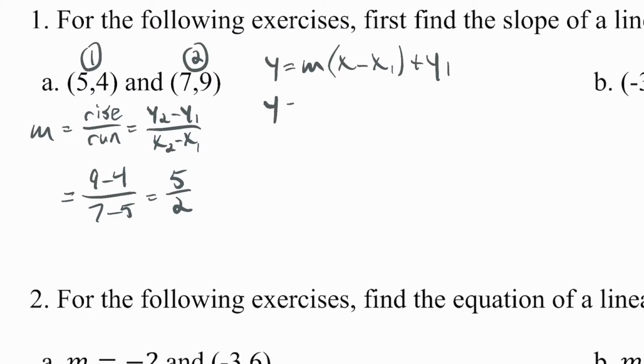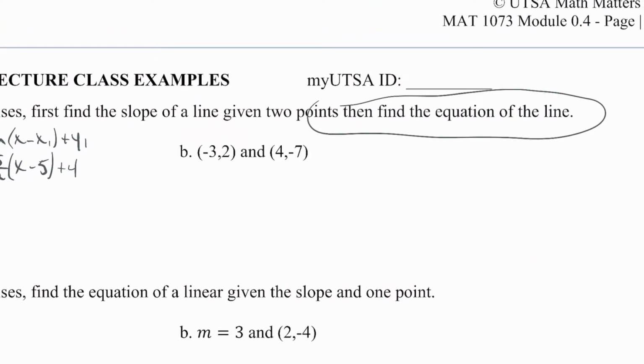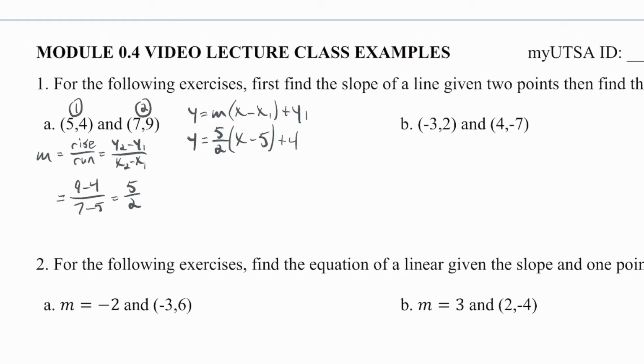So y equals 5 over 2, the slope, times, and notice that this x here does not have a little subscript 1, it's just x. That's because it's the variable in the equation that will be my answer. x1 is the x coordinate of the first point. That's why it has the subscript 1, because it comes from point 1. So x minus 5 plus 4. Okay, and that's an answer. The problem just says find the equation of the line. So that's an answer. That's an equation, and it comes from the line.